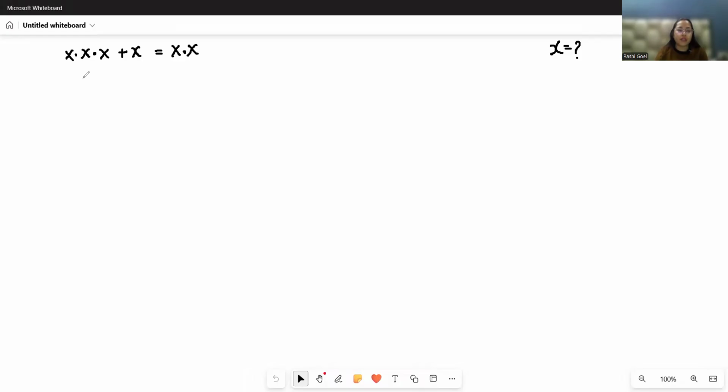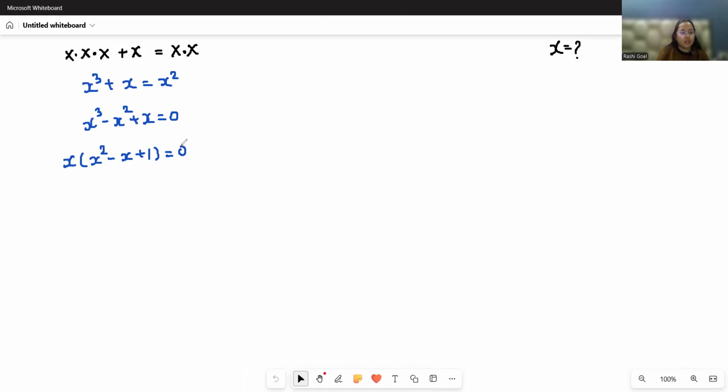So we can write x·x·x as x cubed, plus x equals x squared. Now bring everything to one side. So x cubed minus x squared plus x equals 0. So let's factor out x. So it becomes x times (x squared minus x plus 1) equals 0.